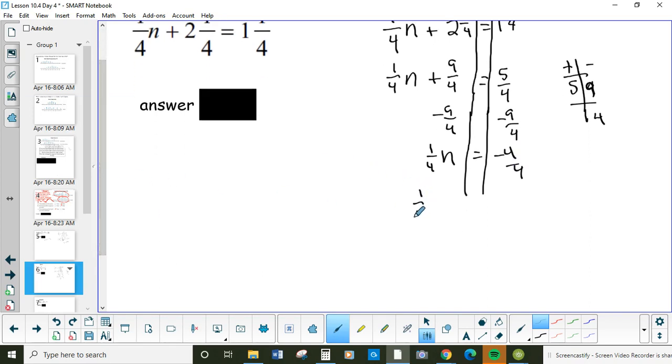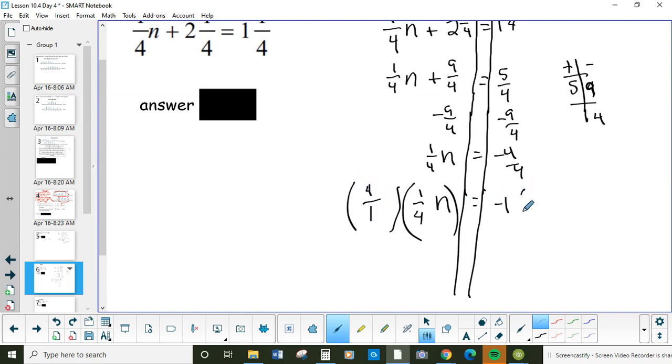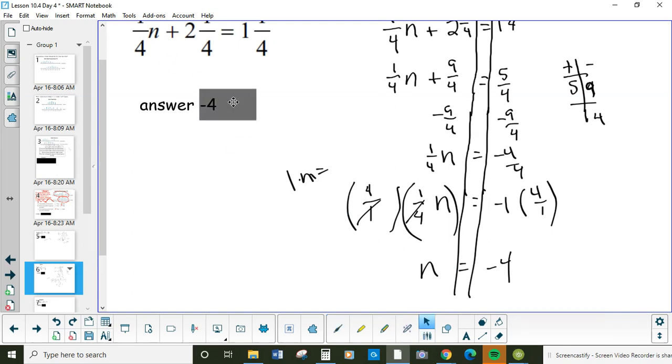So I have 1/4 times what equals negative 1. Now, when there's a fraction in front of our variable, or fractional coefficient, we can get rid of it by multiplying by the reciprocal of that, or using what's called a multiplicative inverse. Multiplicative inverse is something that multiplies to a number to make it become 1, and we want that because 1 times n is just n. All right, and our answer is negative 4. I'll show you that here, negative 4.